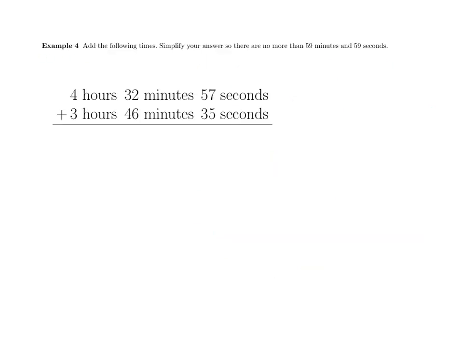In example 4, I'd like to add the following times together. 4 hours, 32 minutes, and 57 seconds to 3 hours, 46 minutes, and 35 seconds. All right, so I guess to do so, we could add the seconds, add the minutes, and then add the hours, and I suppose we're done.